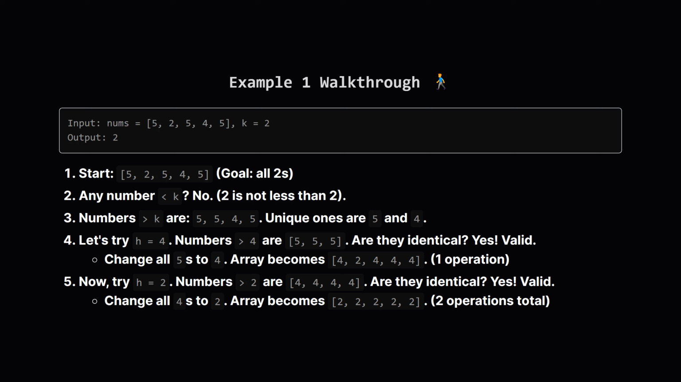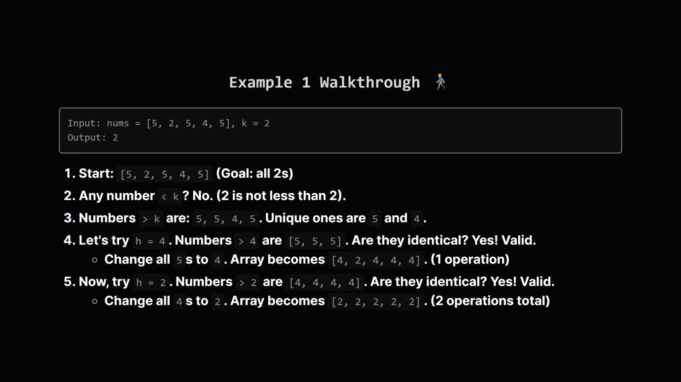We have 5, 2, 5, 4, 5, and want everything to be 2. First, are any numbers less than 2? Nope. Okay. Now what numbers are greater than 2? We have 5s and a 4. Let's try using h equals 4. Are all numbers strictly greater than 4 the same? Well, the only numbers greater than 4 are the 5s. And yes, they're all identical. So, h equals 4 is valid. We change all the 5s to 4s. Our list is now 4, 2, 4, 4, 4, operation done.